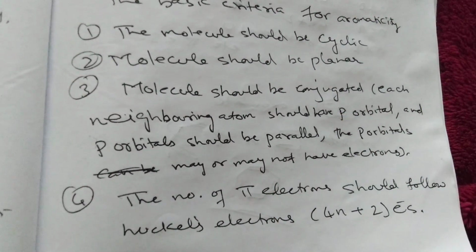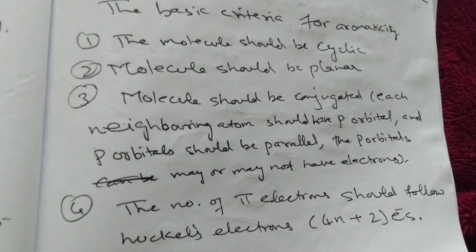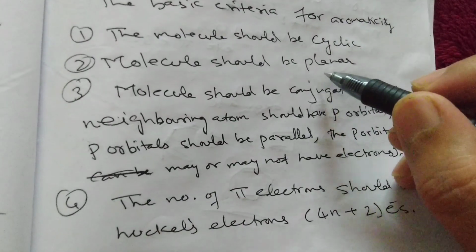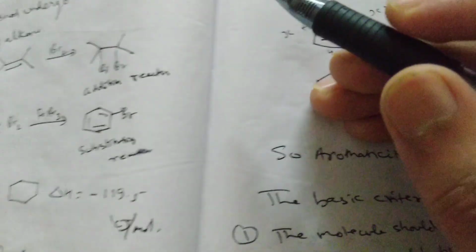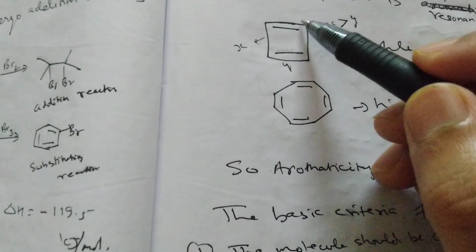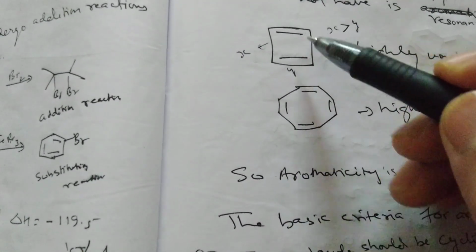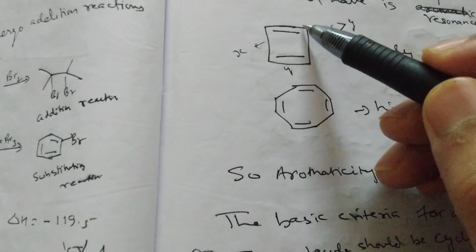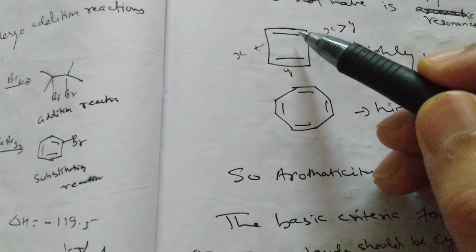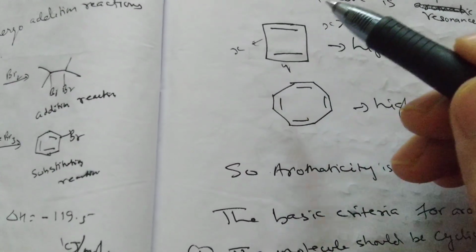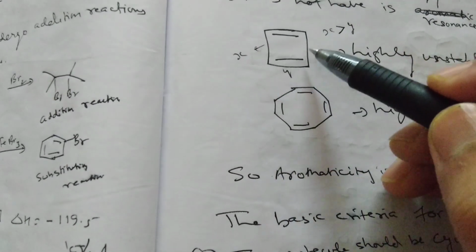First, the molecule should be cyclic. So benzene, we know it is cyclic. Second, very important, the molecule should be planar. You understand what is planar? Planar means all these four carbons should be on the paper in the same plane. If some carbon is coming up or coming down, they lose the planarity. That means p orbitals are not parallel to each other, then aromaticity is lost. When it is planar, what happens?